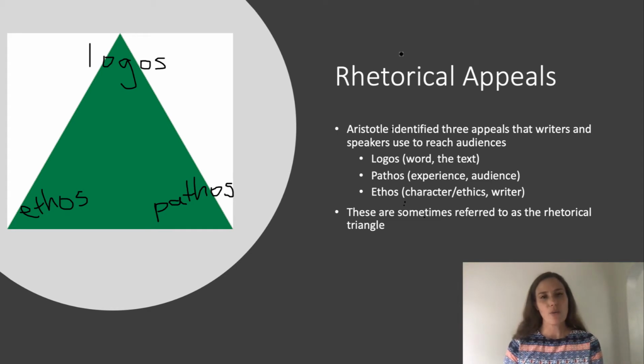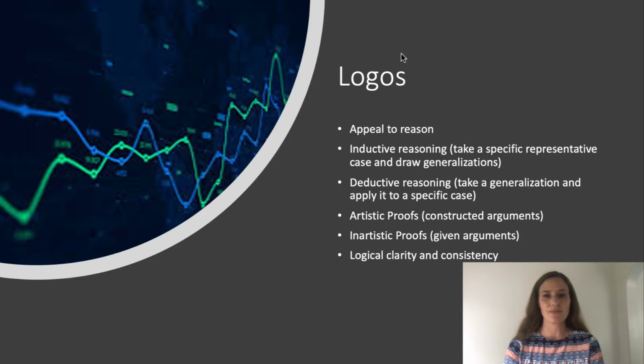So one way that you might think of this is logos as text or logic, pathos as emotion or feeling having to do with how the audience interacts with the text, and ethos as the credibility of the writer. And these are sometimes referred to as the rhetorical triangle. Let's zoom in a little bit on logos. So logos is an appeal to reason.